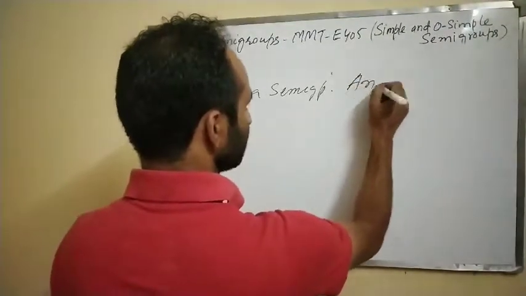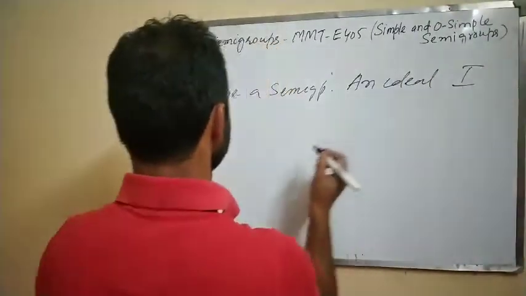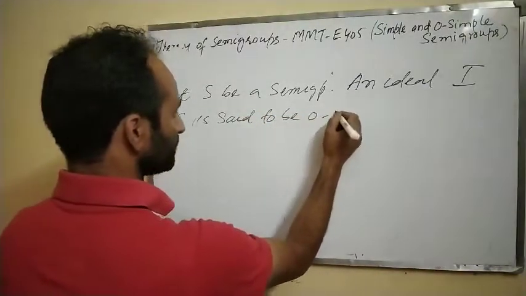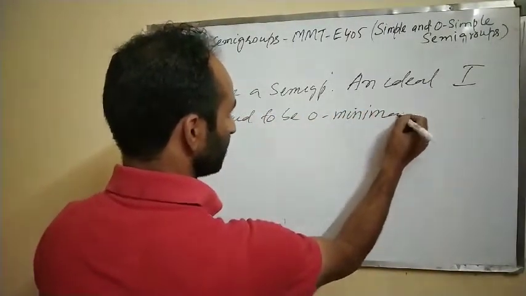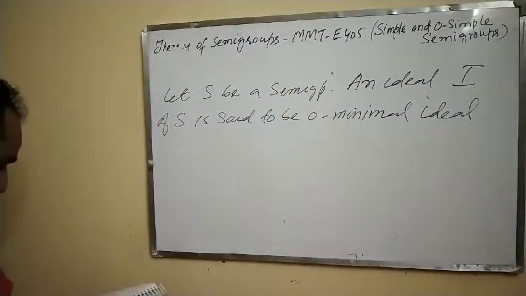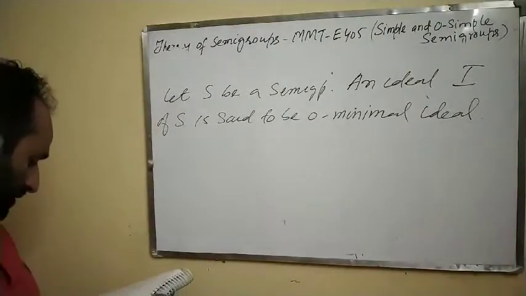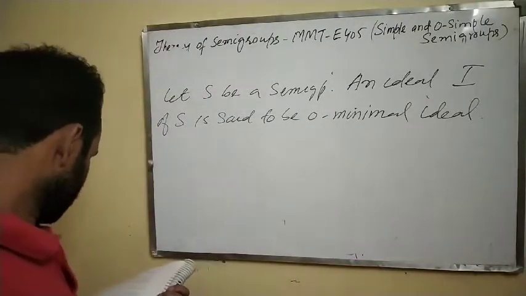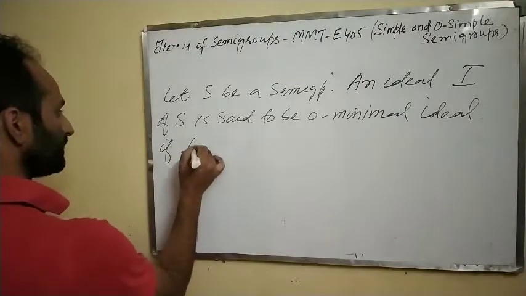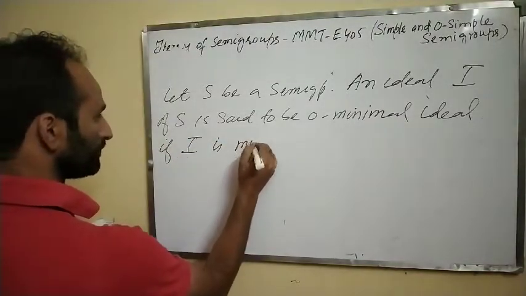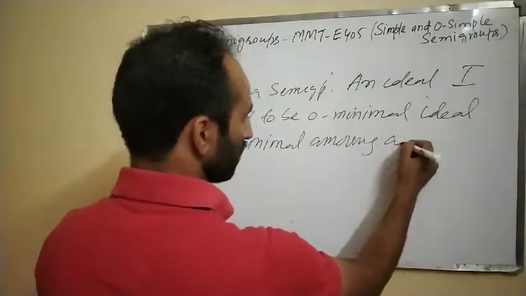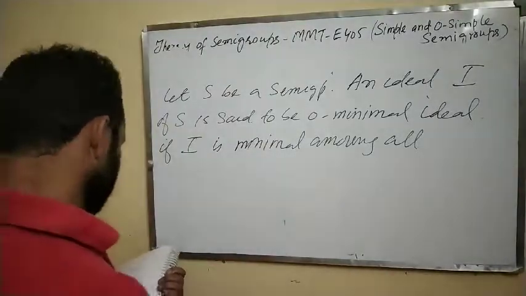An ideal, let's define it. An ideal I of S is said to be a zero minimal ideal. If I is minimal among all the non-zero ideals of S.